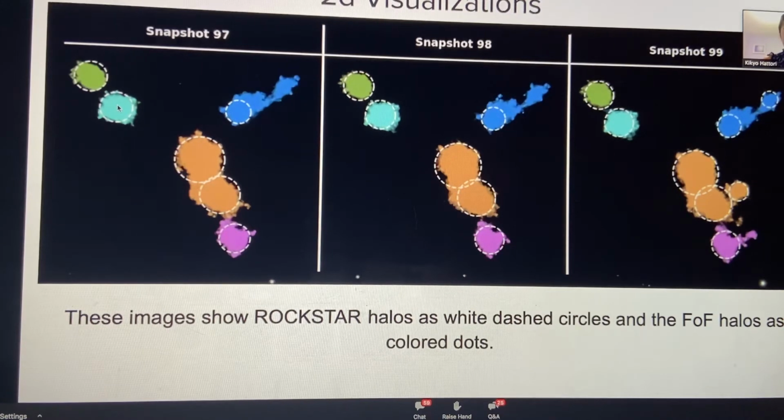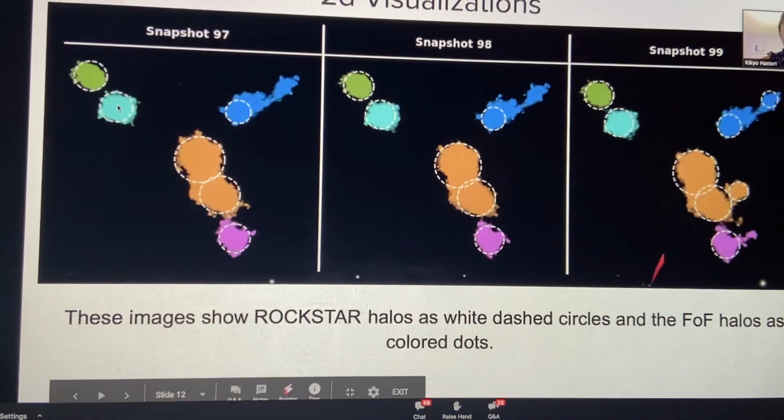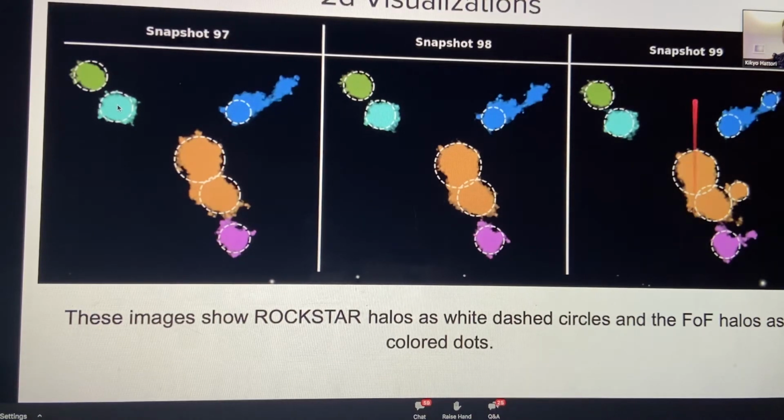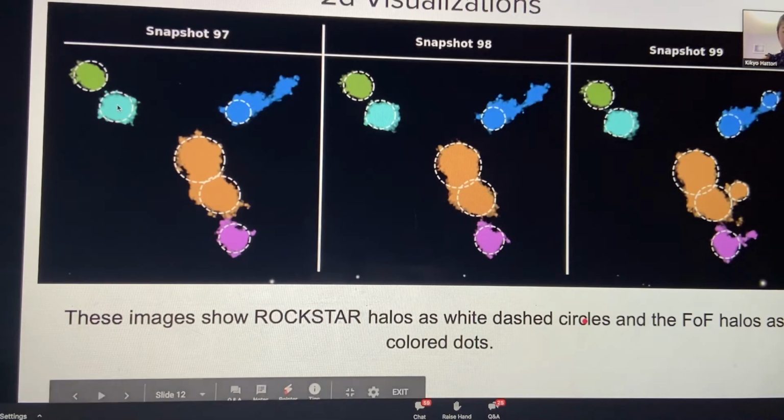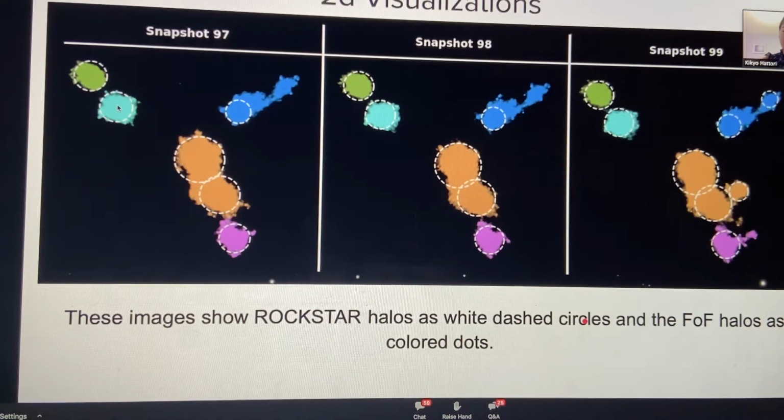Rockstar halos are shown as white dashed circles, and FOF halos are colored dots. If you take a look at the image on the right called Snapshot 99, you will see that FOF groups the Pokemon as one halo, but with Rockstar, it is broken down into 3 different halos. With time, the sizes and the shapes of the Rockstar objects are a lot more stable than the FOF ones.